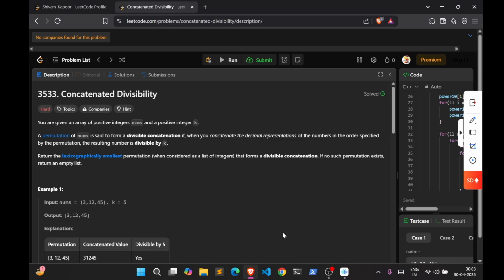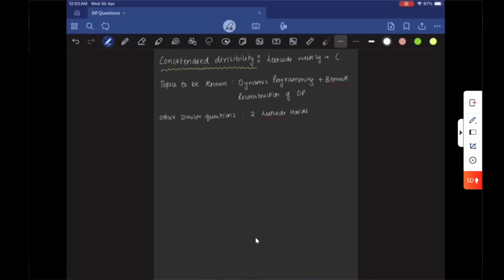Okay, so first of all, this is not very obvious. You might go wrong in the first go only after reading this. Let me explain by an example. Let's come to the iPad. So basically, this is the question. Topics to be known are definitely dynamic programming, bitmasking, and reconstruction of DP. And other similar questions are two Leetcode Hards, which we would be discussing.